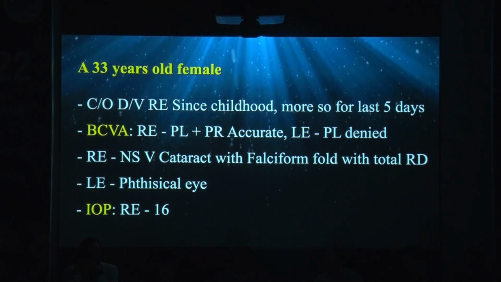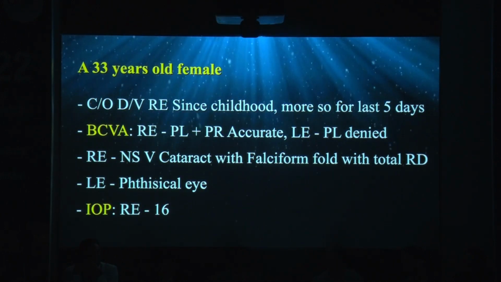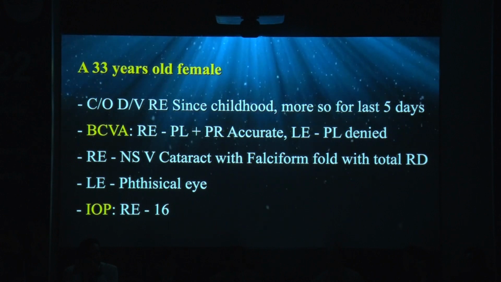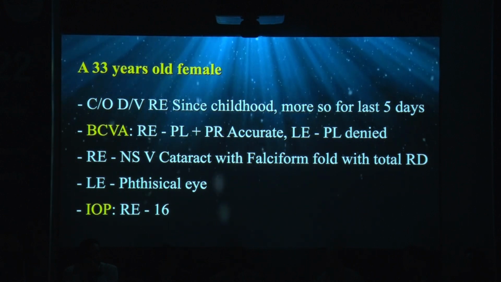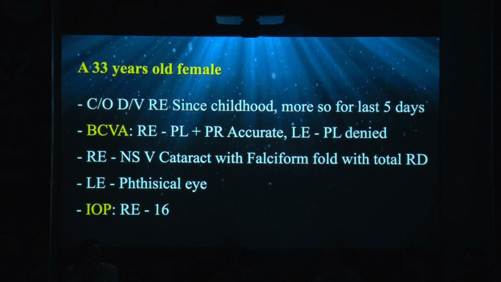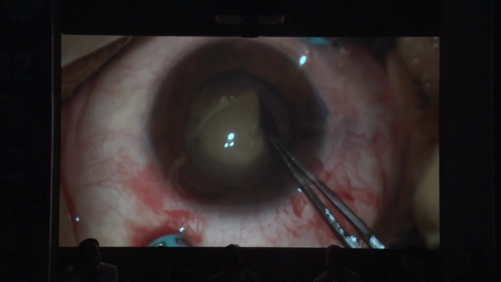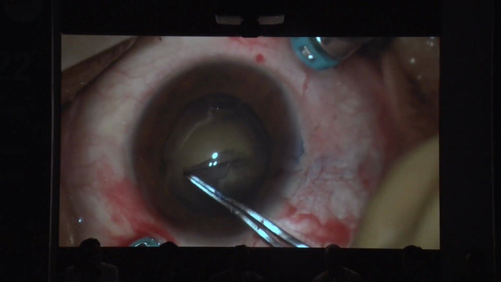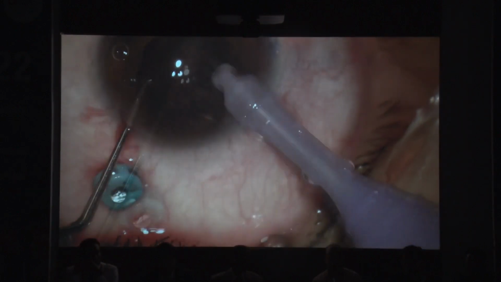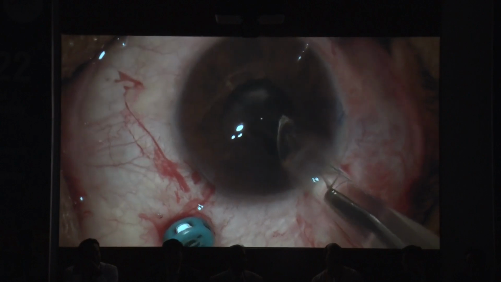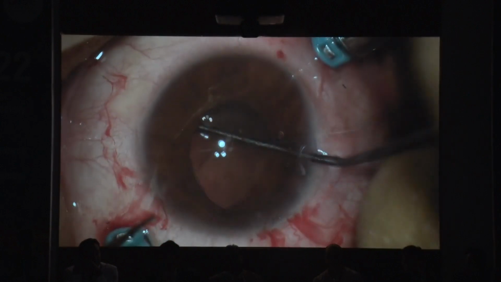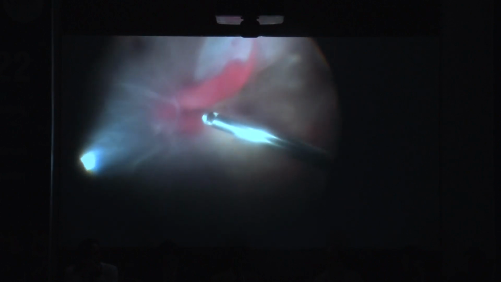A third challenge presented with a 33-year-old one-eyed female patient. Her vision in the right eye had come down to accurate PL and PR levels for the last 5 days. Her right eye cataract was advanced. A combined phacoemulsification, IOL implantation along with vitrectomy was done. There was familial exudative vitreoretinopathy with temporal falciform fold with total retinal detachment and mild vitreous hemorrhage.